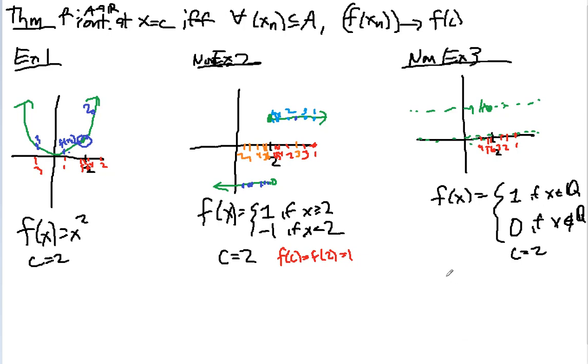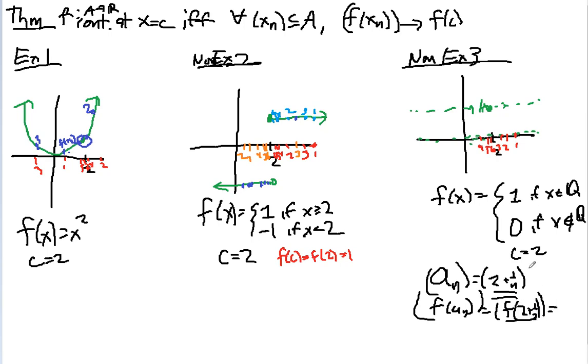Let's say a sub n equals 2 plus 1 over n. Well, these are all rational. So f of a sub n is going to equal f of 2 plus 1 over n. Oh, but that's f of a rational number, so that's going to be a bunch of 1s. That's going to converge to 1, which equals f of 2. Here's another one: if b sub n equals 2 plus 1 over pi to the n, that's going to converge to 2, as we needed.